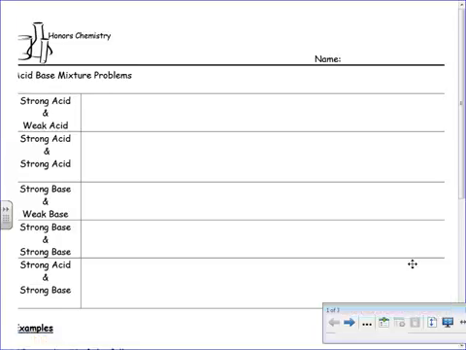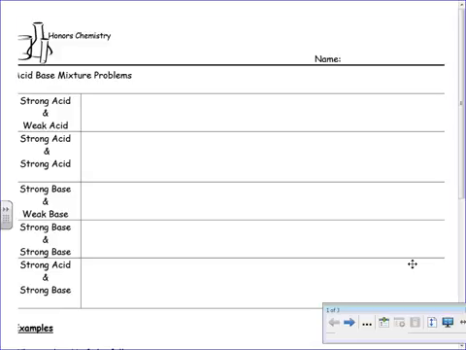All right there, young students of chemistry. Before you begin with this quick little presentation, you're going to need your periodic table, if you have not memorized them, your list of strong acids and strong bases. You're going to need a calculator, and this note sheet that corresponds with what I'm doing on the board, which is called acid-base mixture problems.